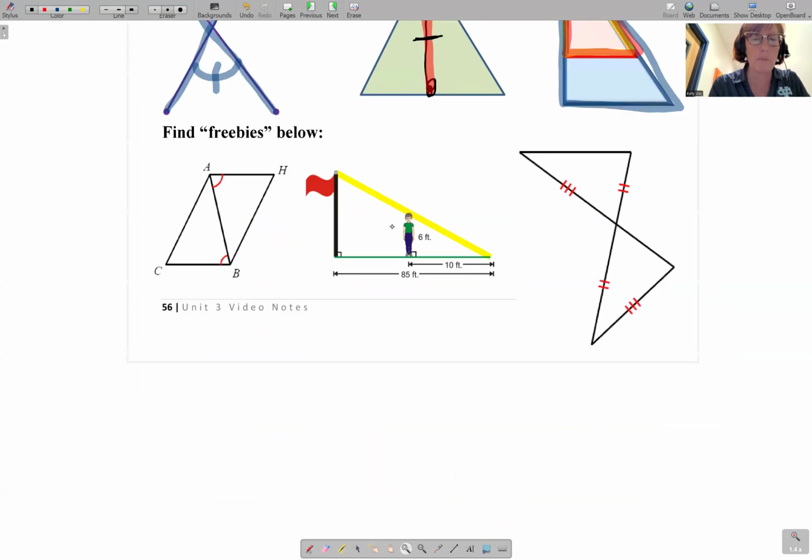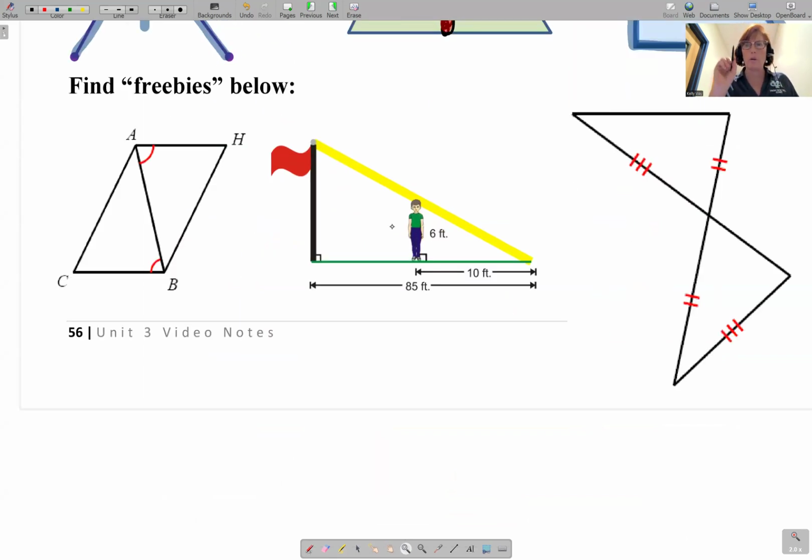Ready? I'm going to see if you can spot them. I'm going to count to 30. I want you to mark the freebies here. Ready? Go. Mark the freebies.